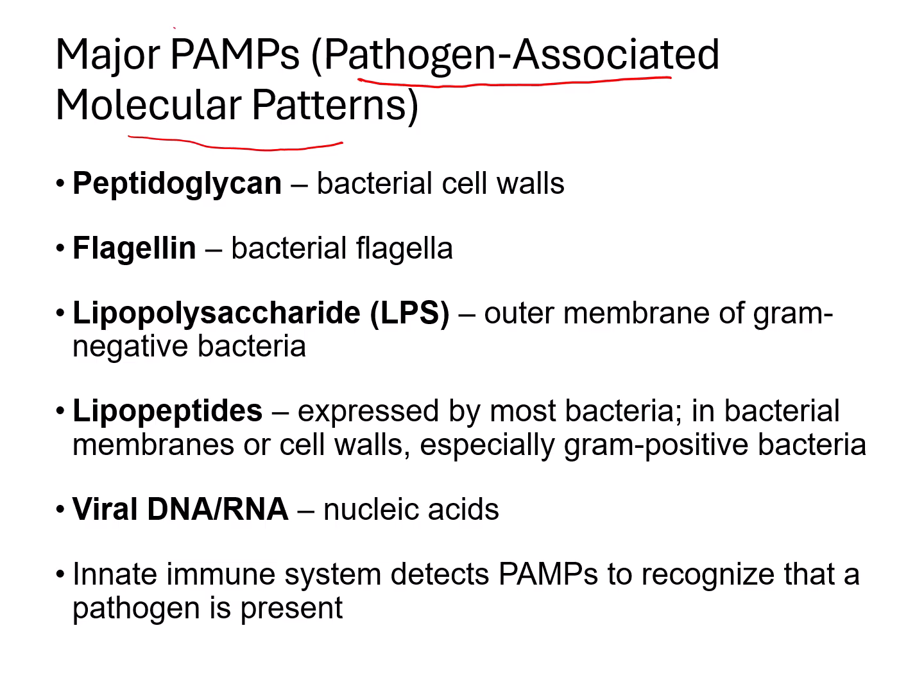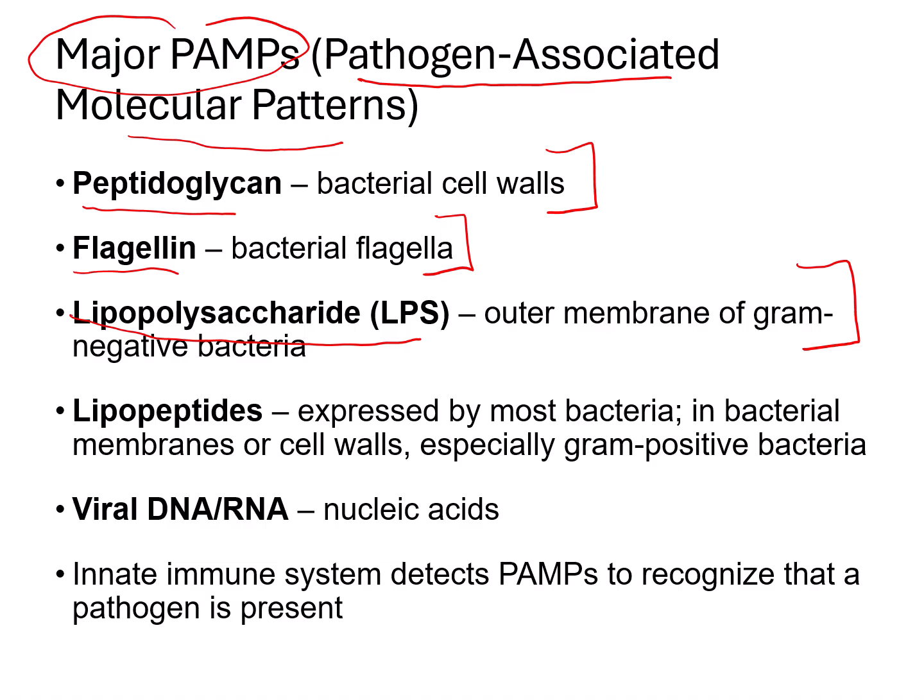So the major types of PAMPs I would like you to know include peptidoglycan. We saw that on our bacterial cell walls. Flagellin is also a PAMP. This is found on bacterial flagella. Lipopolysaccharides, we've seen that before on the outer membrane of gram-negative bacteria. We also have lipopeptides. These are expressed on most bacteria, where we can see them in their cell membranes or their cell walls, especially in gram-positive bacteria.